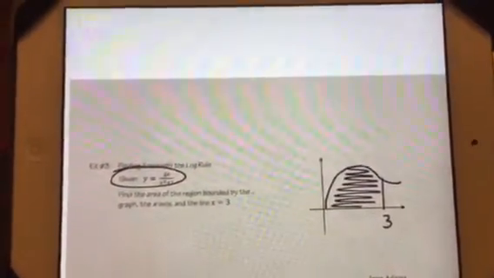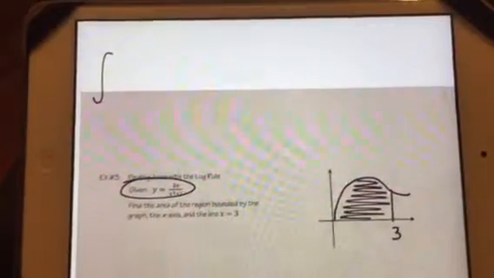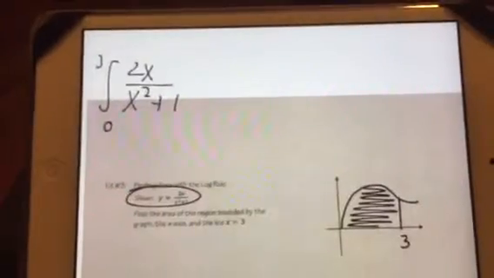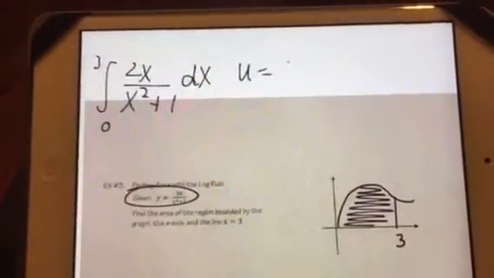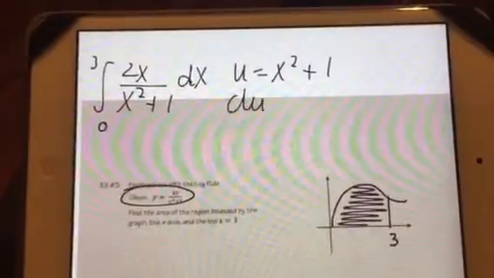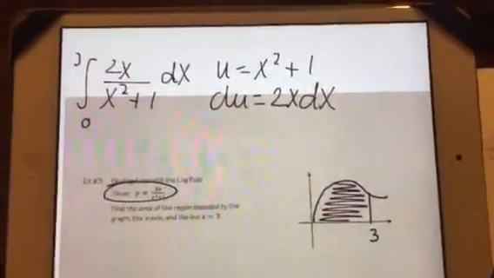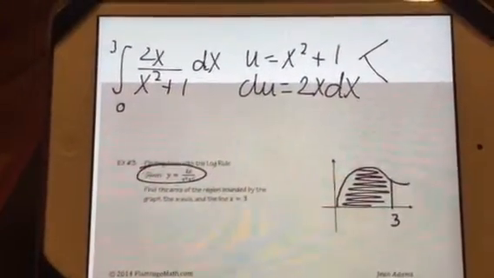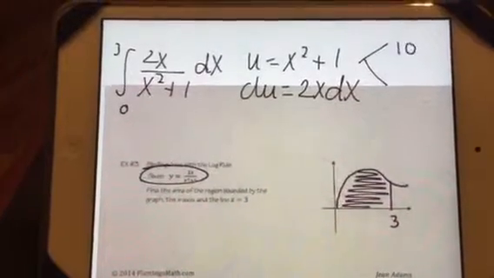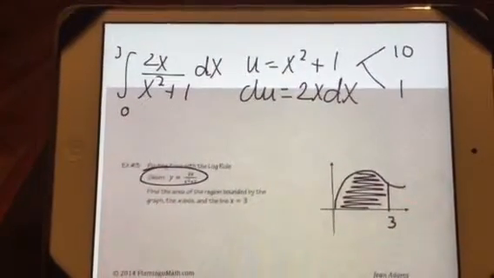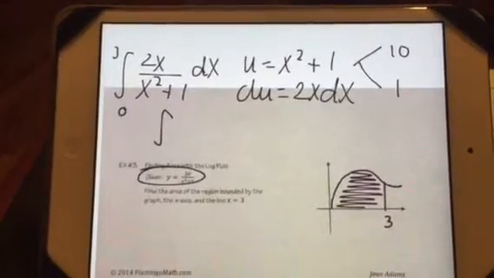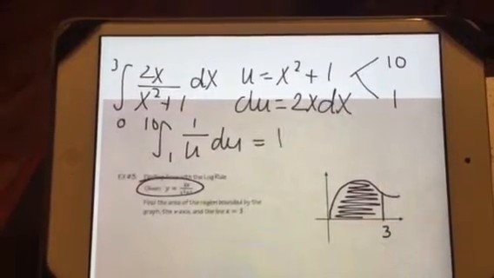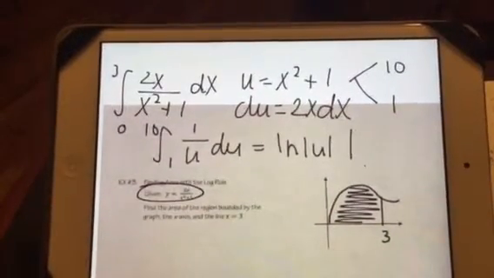Well, we know that area uses integrals, so it's going to go from 0 to 3 of 2x over x squared plus 1 dx. So u substitution allows us to take the bottom as our u. Du is 2x dx, so we're good. We change our limits. Plugging in 3 to the top one gives us 10. Plugging in 0 gives us 1. So when we rewrite it, we're going from 1 to 10 of 1 over u du. By integrating, that gives us the ln of u, and we're going to evaluate it from 1 to 10.